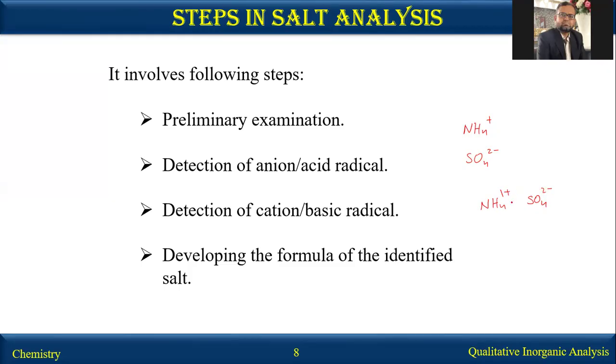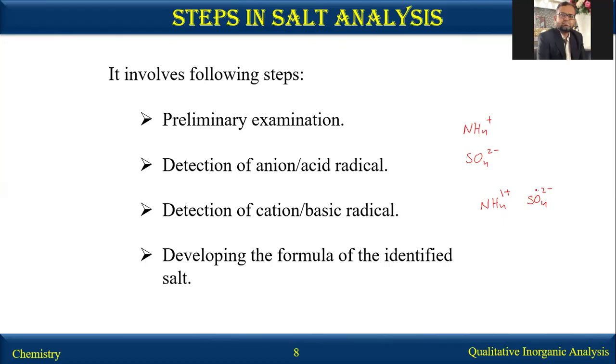And we know that the compound is neutral. So definitely two ammoniums can satisfy or neutralize the charge. So this is one way.